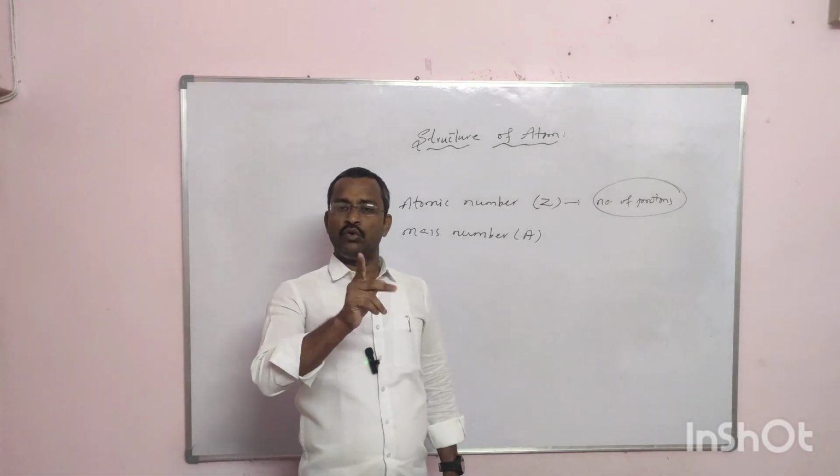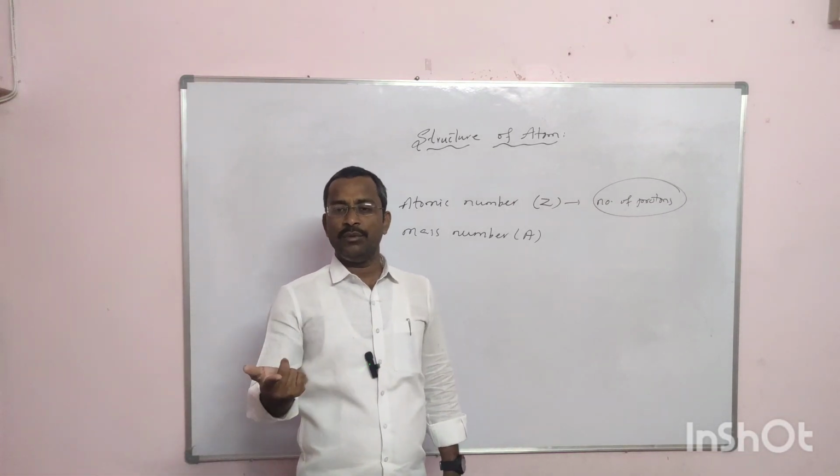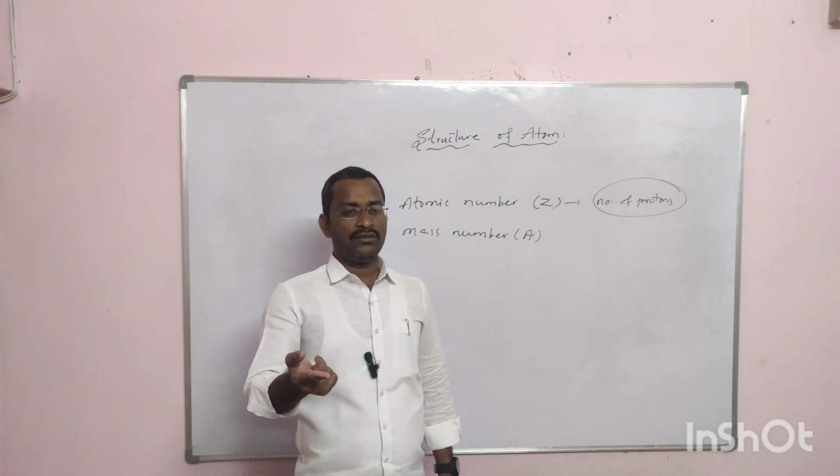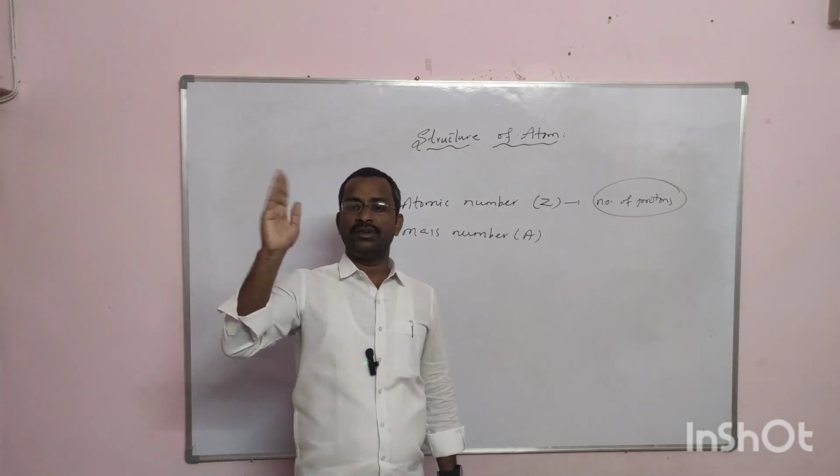In case of Mg, 12 electrons are there. In case of Mg plus 2, 10 electrons are there. So there is a chance of loss of electron, so chance of gain of electron for the purpose of stability.